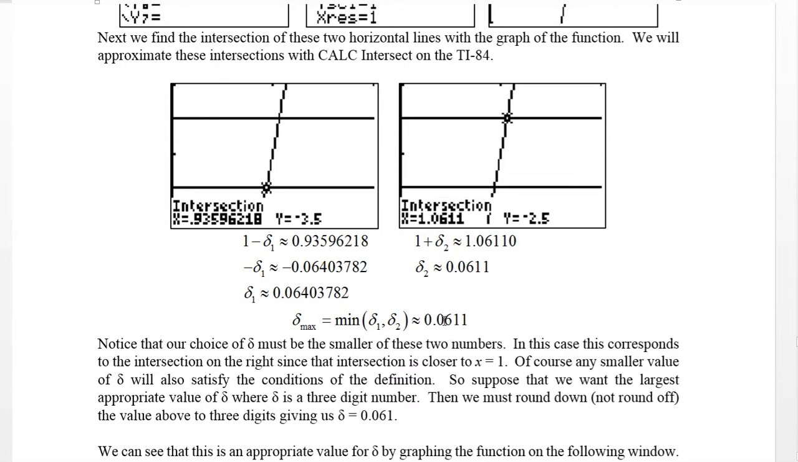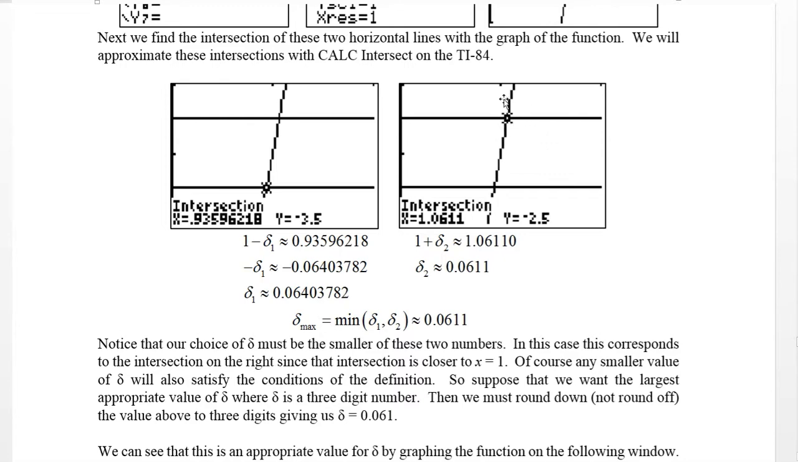So this number must be rounded down, and if we go to 3 digits, 0.061 will work. 0.062 is not small enough. Anything smaller than 0.061 would work as well, but if we're wanting the largest delta where the conditions are satisfied, then we go to 0.061. So if you have a problem like that and you just want a decimal answer for approximation, this is basically all you have to do.